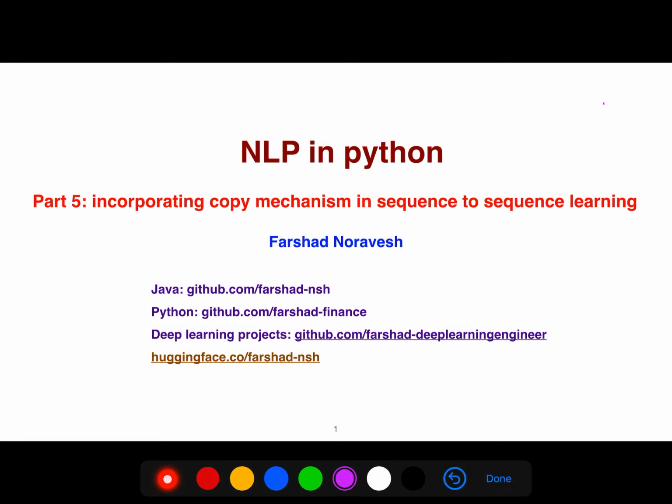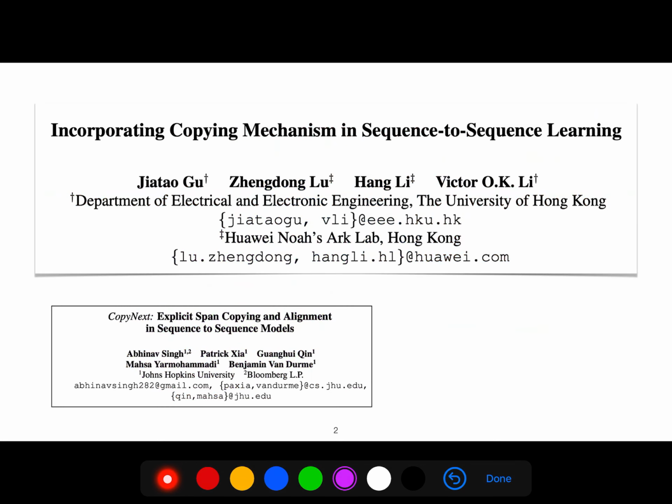So today I will be explaining this CopyNet idea in supervised learning. This network is called CopyNet, and there are similar ideas like that, but today I will be explaining this article, incorporating copying mechanism in sequence-to-sequence learning.